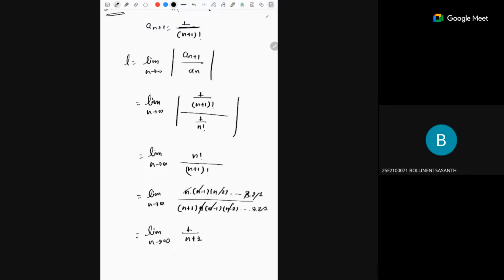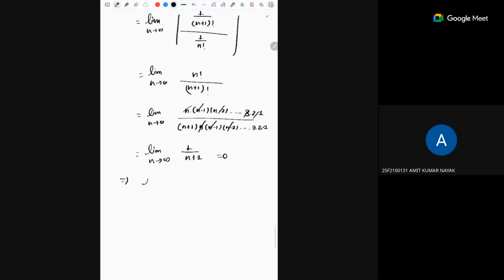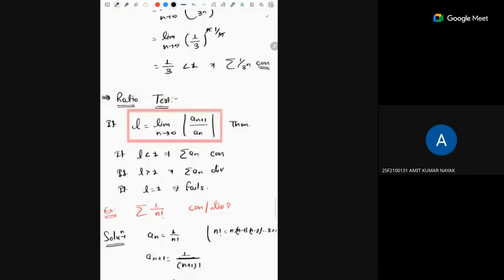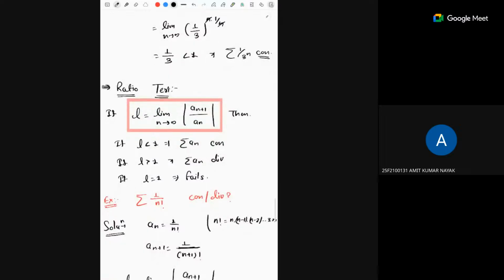And what will be the value of this limit? 0. Right? So that means we get L equals 0, which is less than 1. So that means summation 1 by n factorial actually converges. Okay, so that's how you can apply the ratio test. Is that clear? Fine. Any doubt? No, ma'am. Okay.